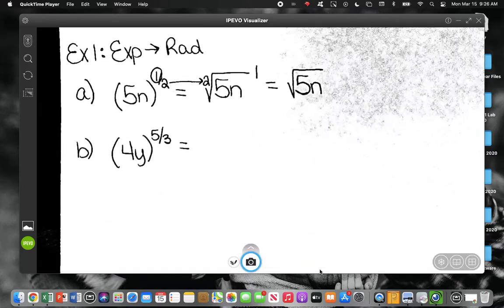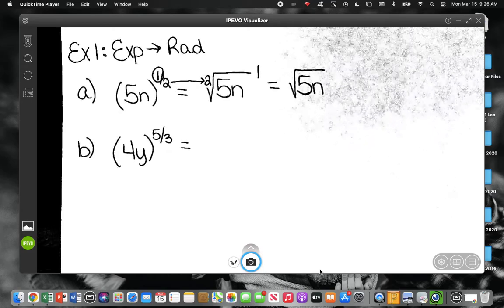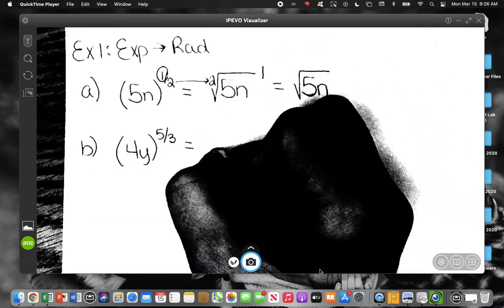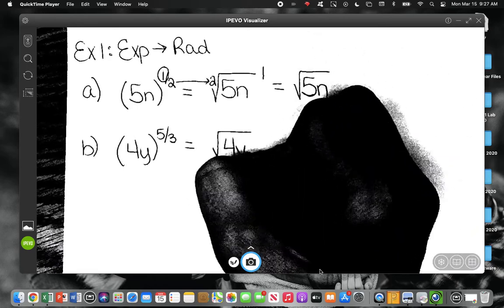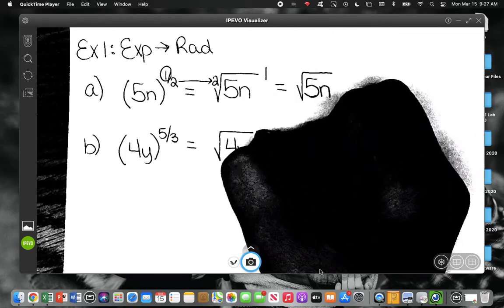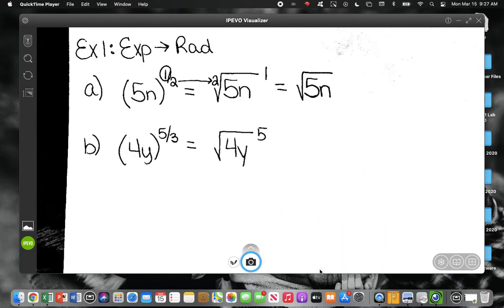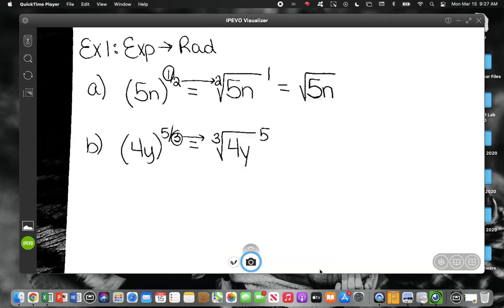All right, we've got 4y, and our exponent here is 5 over 3. All right, so what are we going to write inside the radical? y goes inside. Now, which number is the power? 3. Are you sure about that? Okay, 5 is the power. So the power always goes at the end. It's your exponent. Now, where does that? The 3 is the root. So it just goes right there.